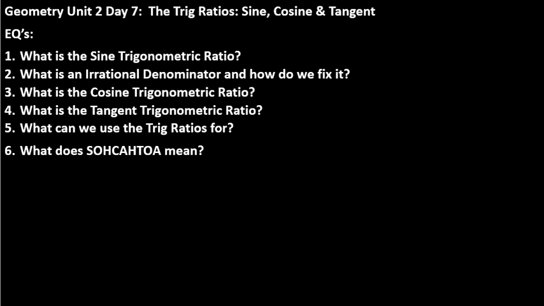Anyway, here's your EQs. What is the sine trig ratio? What are irrational denominators and how do we fix them? What is the cosine and tangent ratios? And what do we use those three trig ratios for? And last thing we're going to learn is a little acronym to help us remember everything. What does SOHCAHTOA mean?